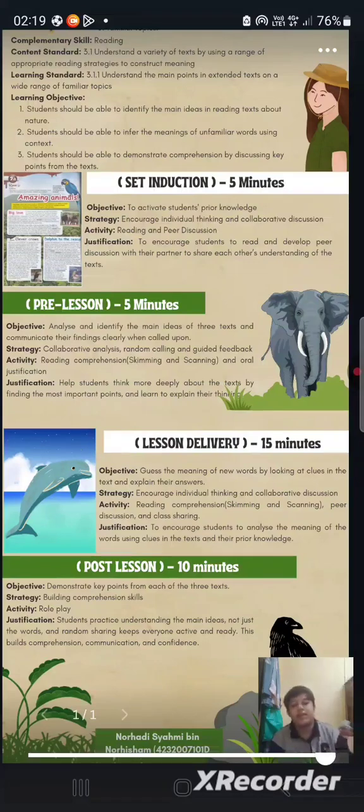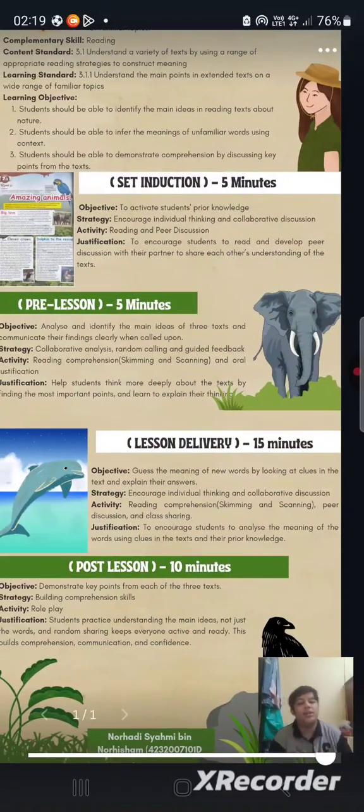So the third and last one is post lesson. The objective of this post lesson is to demonstrate key points from each of the three texts. Basically, as you see, demonstrate means students need to role play the key point of the text. For example, this text is about crows, so what is the crow known for in this text? That is the key point. So the strategy is to build comprehension skills. Basically, like the justification, students practice understanding the main ideas, not just the words, and random sharing keeps everyone active and ready. This builds comprehension, communication, and confidence.